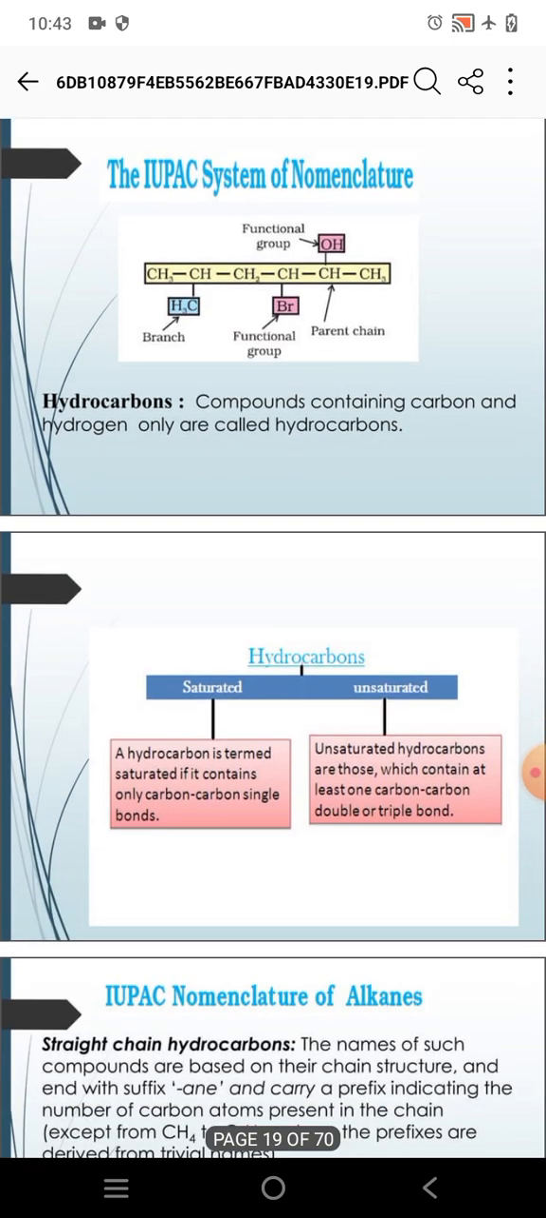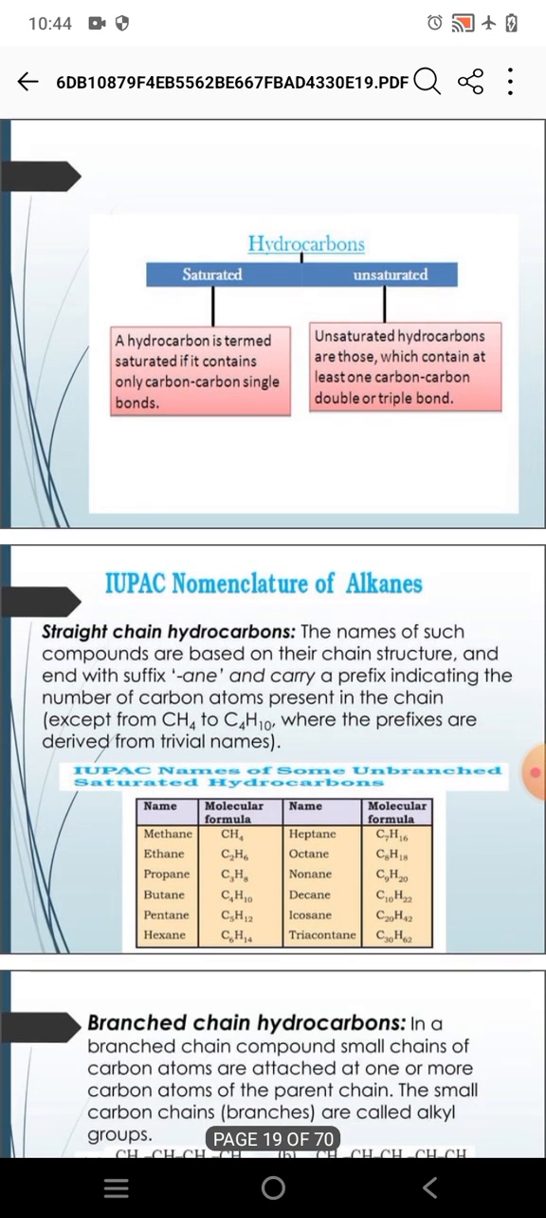Next, the IUPAC system of nomenclature. Compounds that contain carbon and hydrogen only are called hydrocarbons. The above structure looks like CH3, CH3 and CH2, CHBr, CHOH and CH3. Here CH is the parent chain, OH is a functional group and Br is a functional group. Next, the hydrocarbons.